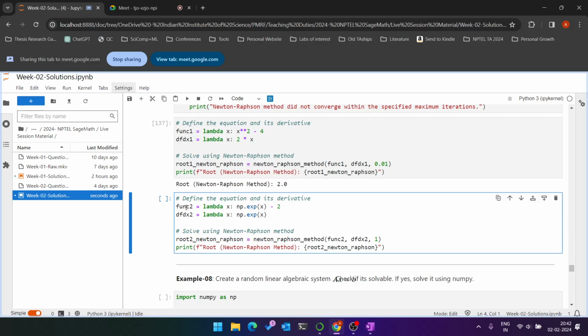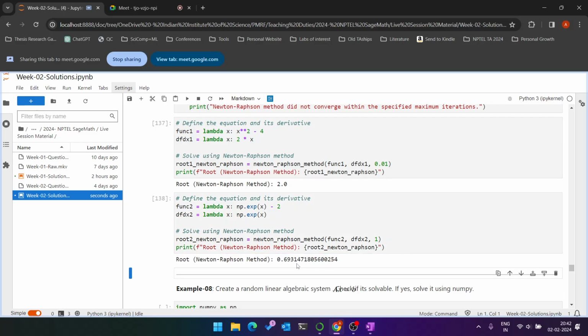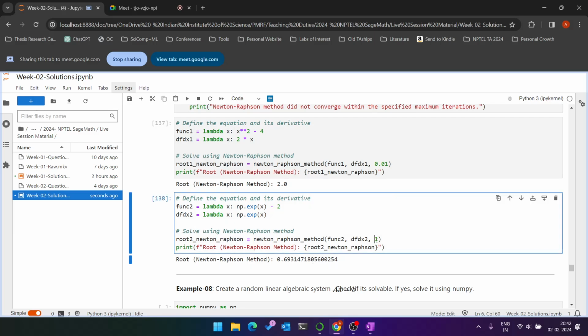The same exercise is repeated for a different function, e raised to x minus 2, whose derivative is nothing but e raised to x. Now if I run this function, again I get the root, x is equal to 0.6931. Were I to start at a different point, I still get this value. So this also depends on the nature of the function. This is e raised to x minus 2, so it's a monotonically increasing function. So the Newton-Raphson method is good at quickly finding the roots in such a case.